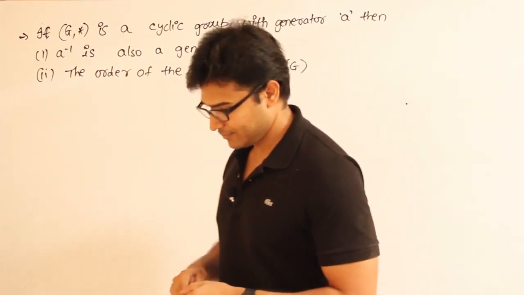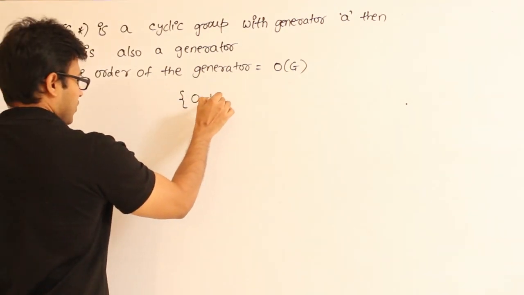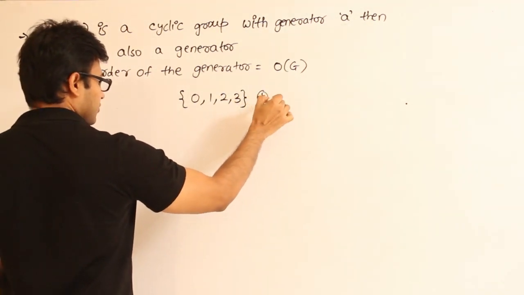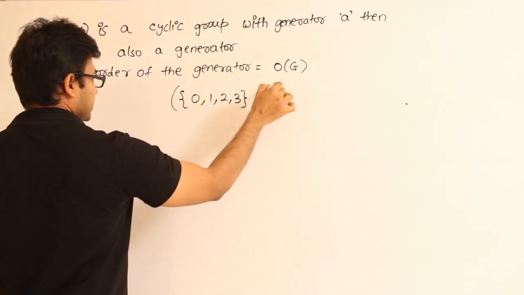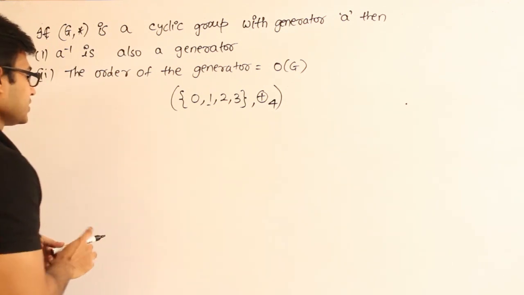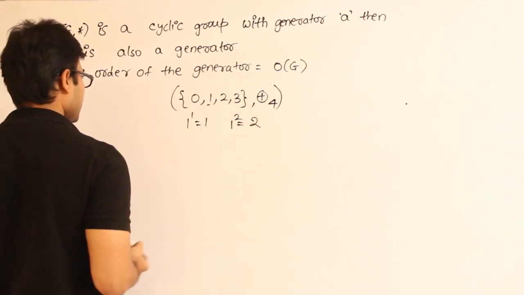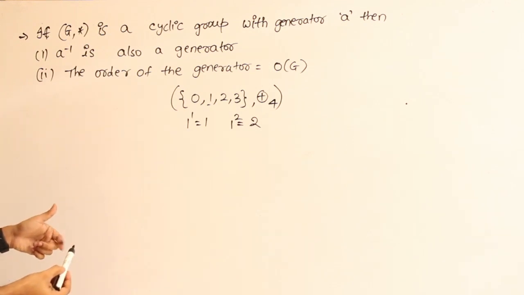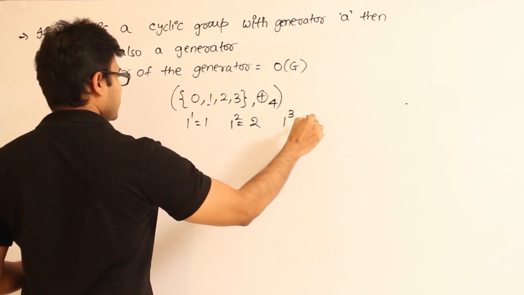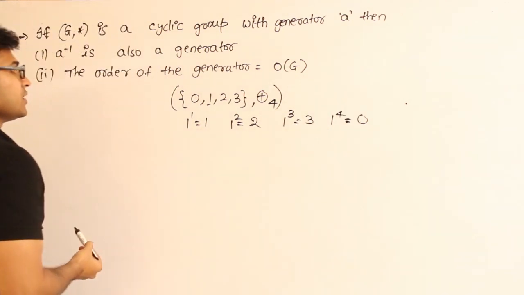So you can see this example. We have already seen this anyway, I'll just show you one more time. So if you see 0, 1, 2, 3 with addition mod 4, this is a group and 1 is definitely a generator, right? We have already seen it. The reason is 1 power 1 is nothing but 1 and 1 power 2 is 2. See here, 1 power 2 means 1 plus 1 modulo 4, right? And then 1 power 3 is 1 plus 1 plus 1 and 1 power 4 is 1 plus 1 plus 1 plus 1, right? So definitely 1 is a generator.